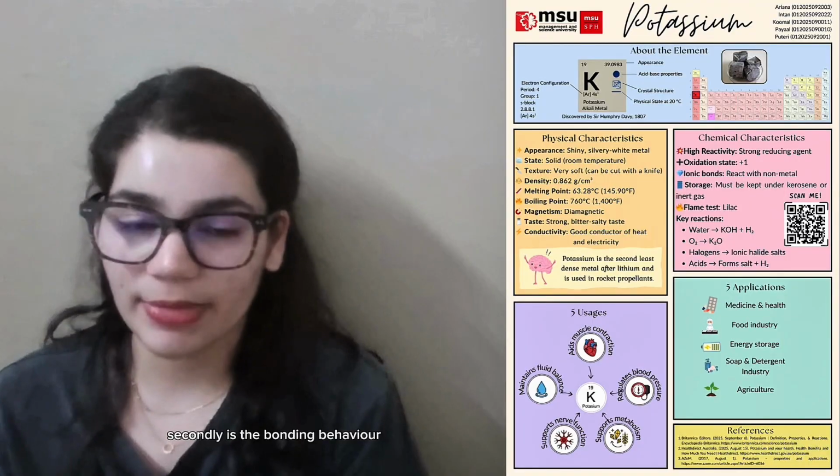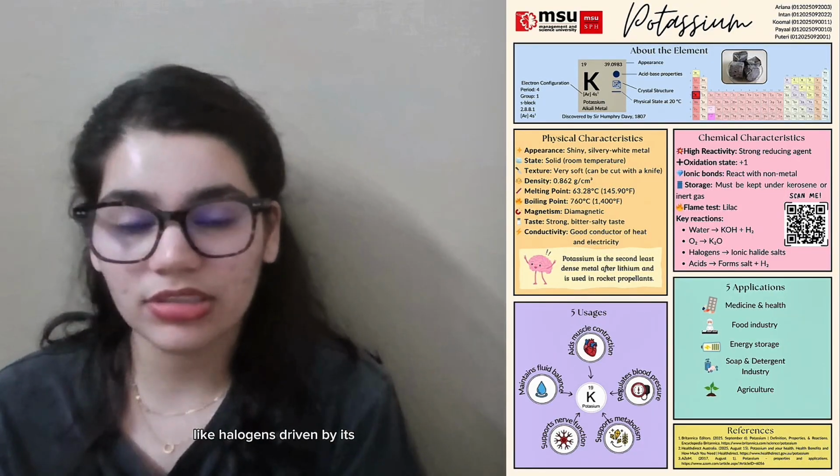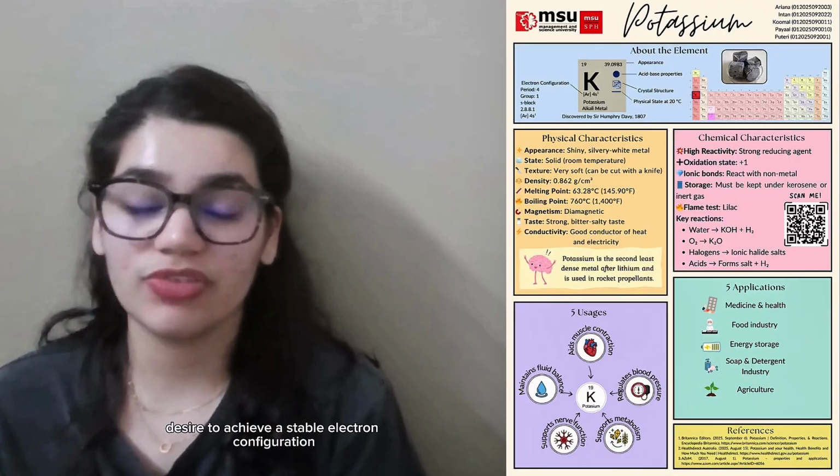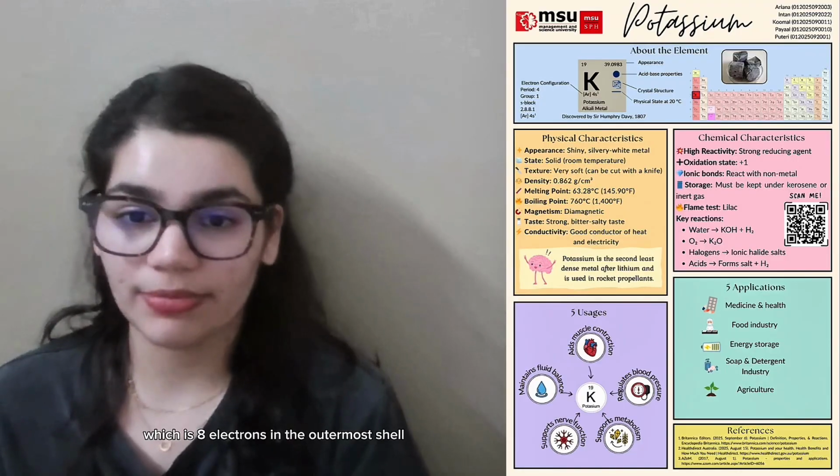Secondly is the bonding behavior. It primarily forms ionic bonds when reacting with nonmetals like halogens, driven by its desire to achieve a stable electron configuration, which is 8 electrons in the outermost shell.